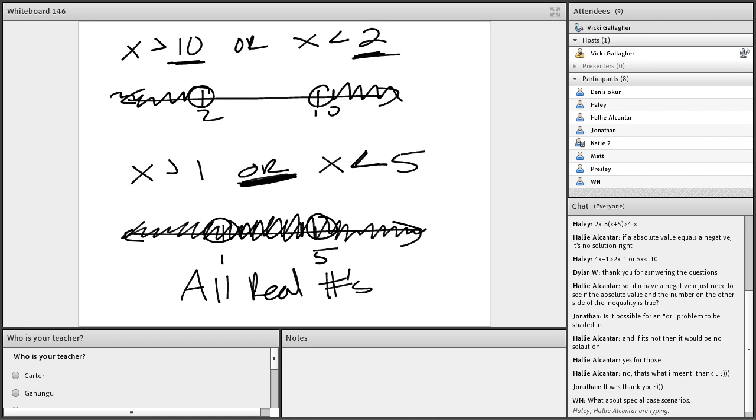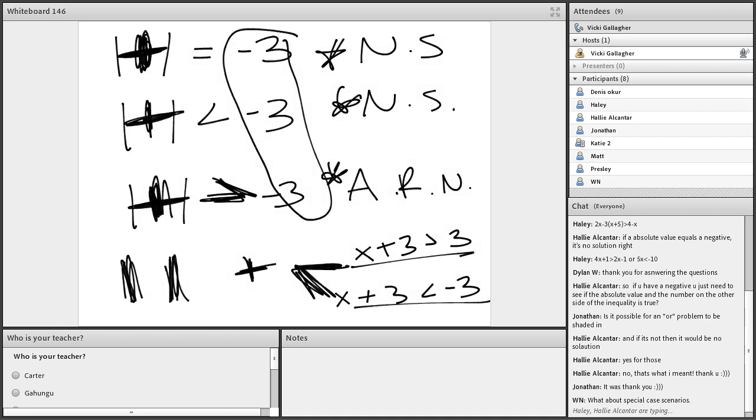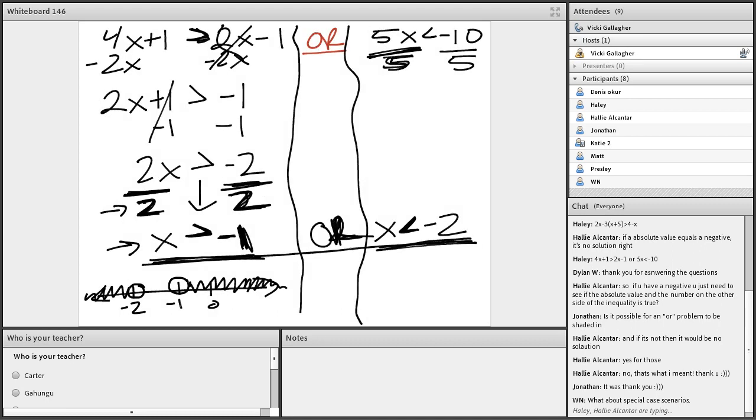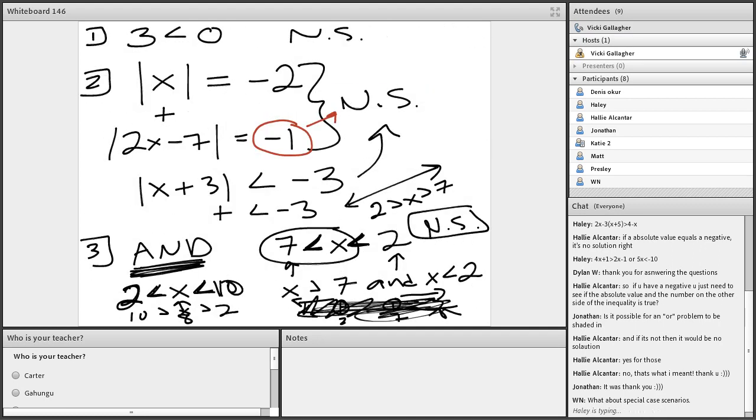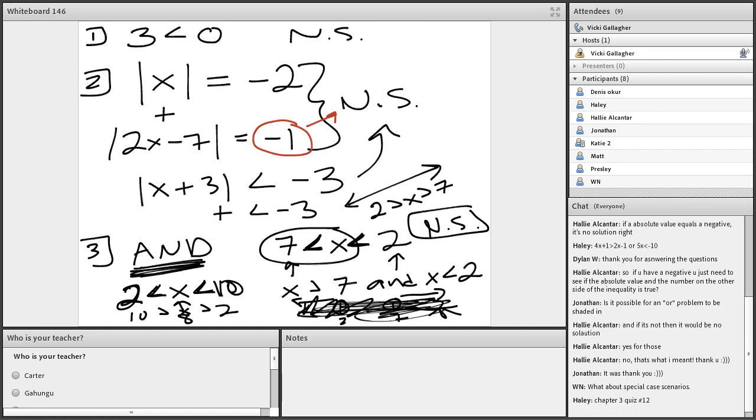Ooh, we already went over those. I'll back it up for a second while other people are typing. So we said earlier that there are 3 different types of problems. There's a single inequality, there's a compound inequality, and there's absolute values. And each type can have a no solution or an all real numbers answer.